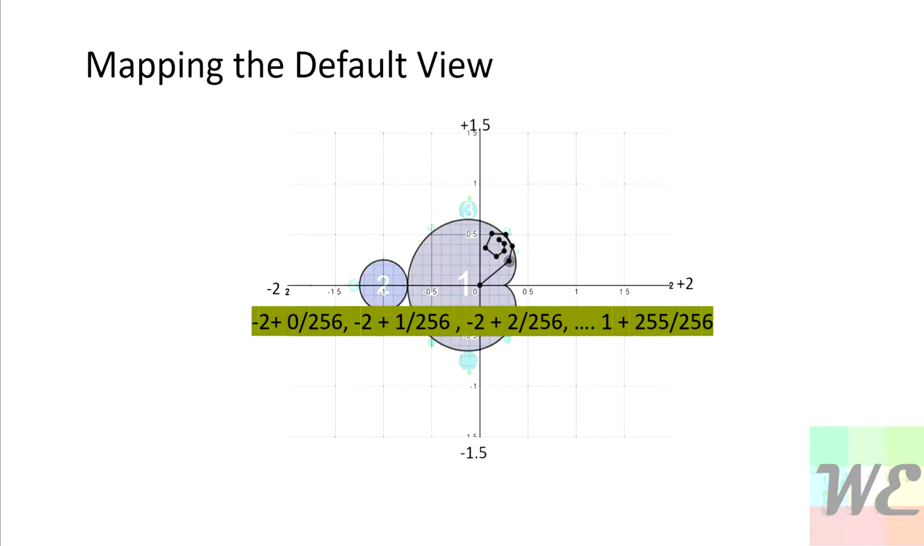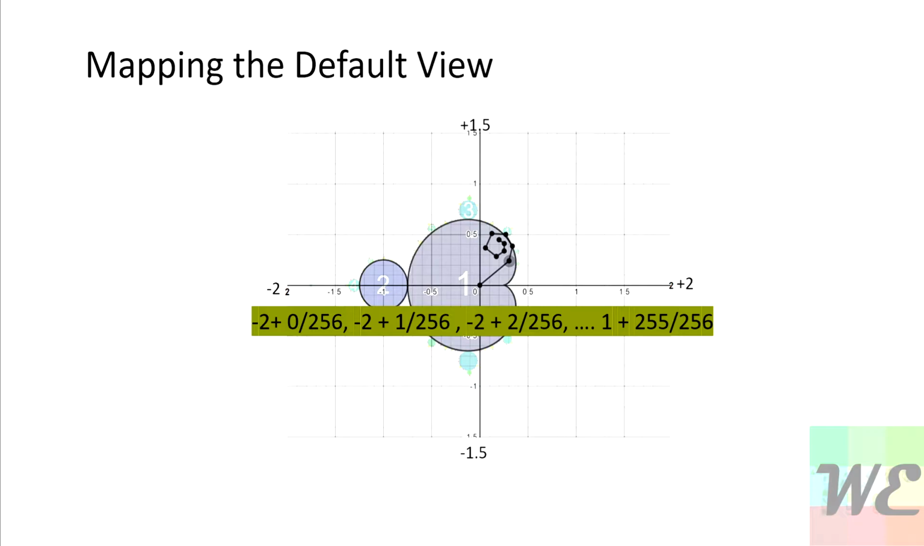Here's an example. Let's say we're just dealing with the x address and the reals. We're on a number line, not a plane, just looking at the x-axis, and we're at -2. -2 corresponds to 0 for the x address. How did we even get -2? We took our bound, which was -2, and added 0 over 256 to it. Because it's the 0 address, 0 times the zoom factor of 1 over 256 is 0, plus -2 is -2.